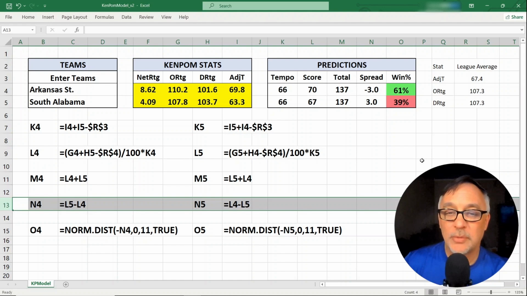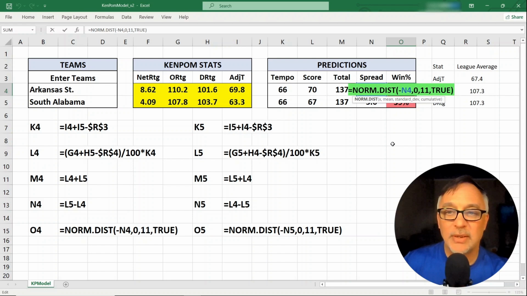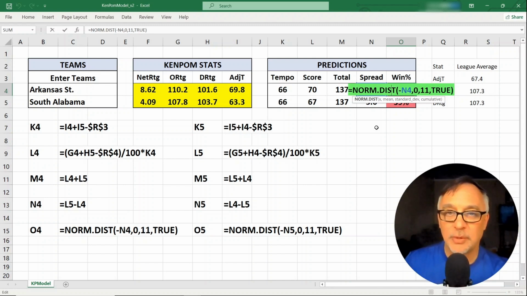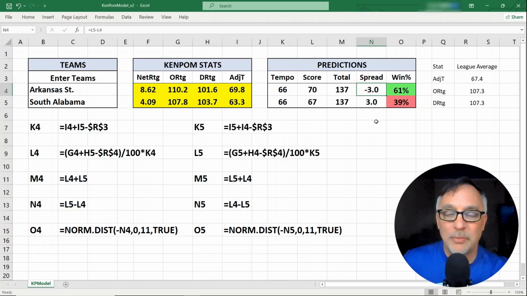We went through all the major formulas here, got the tempo, the score, the total, and the spread. Now let's look at the final one here, the one that's going to matter when we pick our games in the NCAA tournament. That is the win percentage. Here it is. The win percentage here for Arkansas State is simply the norm distribution. So that is a normal distribution. We expect that the spread, the actual margin of victory, is going to be normally distributed, which it is. Because we had to flip that sign for the spread, but we actually want the positive number for this normal distribution here to be for the favorite team, we simply flipped the sign from negative to positive again.